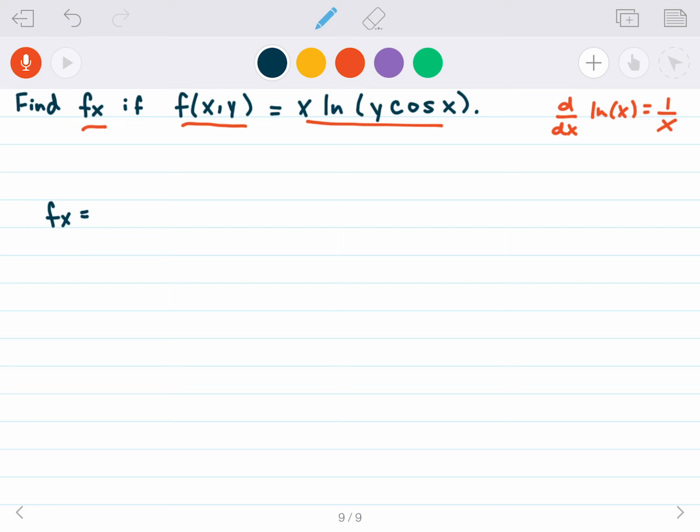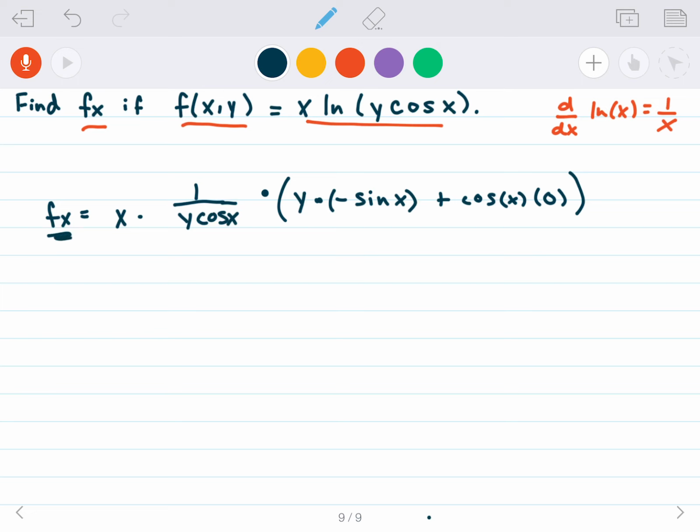So keep the first, which is x, times the derivative of the second. Well, the derivative of ln of something is 1 over that something times the derivative of that something. So the derivative of y cosine x is going to be keep the first, y, times the derivative of the second, which is negative sine x, plus keep the second, cosine x, times the derivative of the first. Derivative of y is 0 because we're working in the x direction here.